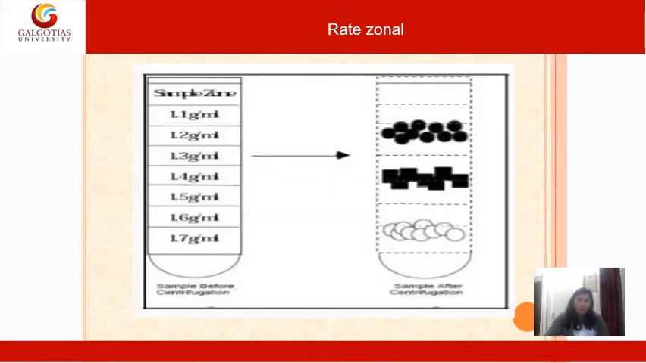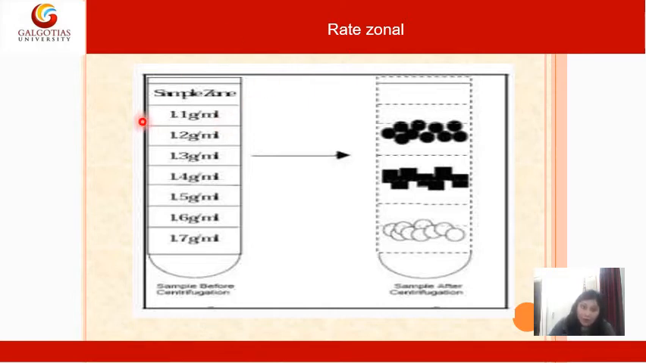Now, I will try to explain the rate zonal density gradient centrifugation using this figure. You can see this is a sample tube. This is the sample zone where we have to keep the mixture of sample. You can see different numeric values have been given in different zones. Here you can see 1.1 gram per milliliter has been given, then 1.2, 1.3 and so on. This means the density of the solution is increasing from top to bottom.